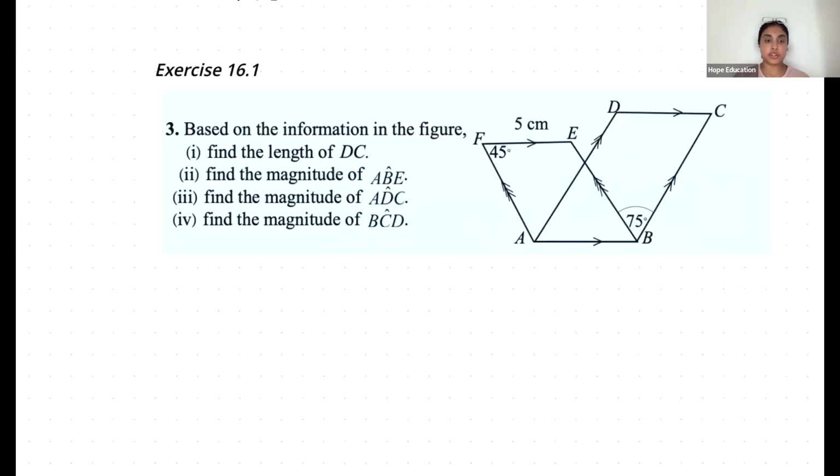Based on the information in the figure, we have two parallelograms. One parallelogram is ABCD, and there is another parallelogram, ABEF. Now we will find the length DC.